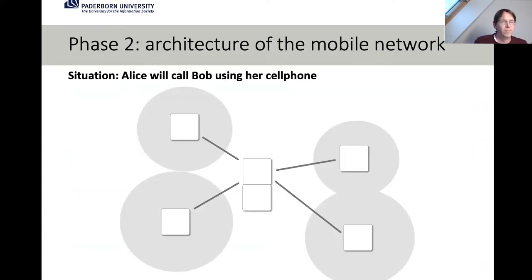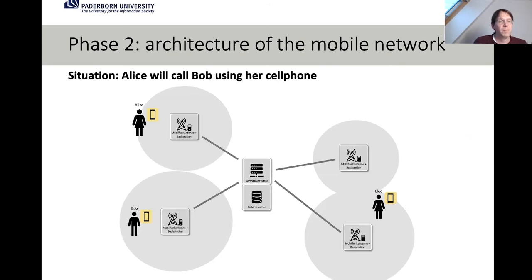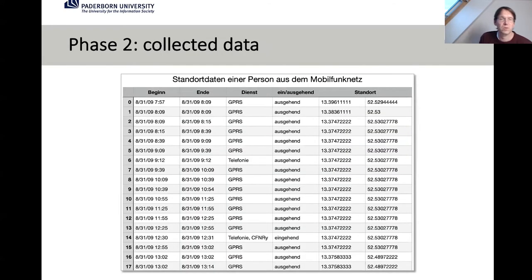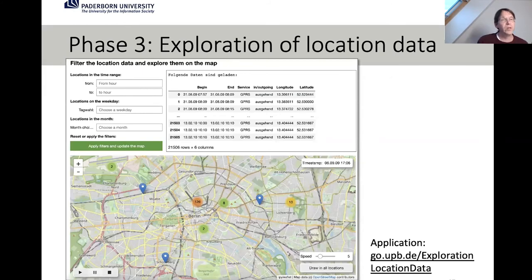So when Alice tries to call Bob, the signal will be routed directly to Bob and not also to Cleo, because the system knows that Bob is here at this base station. And therefore, location data is constantly recorded. And this location data can be used here. Sorry, in German, but here on the right, you can see the GPS data. That's some real location data. So we designed an app which you can use to filter this data.